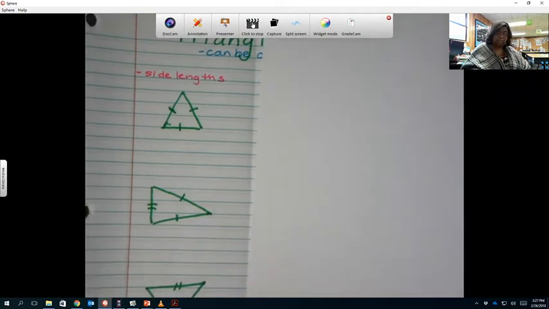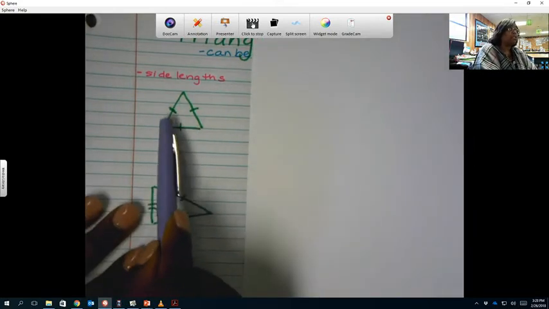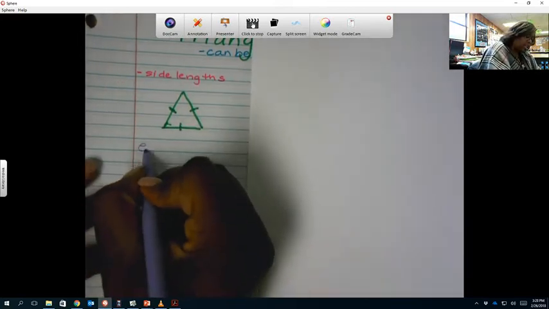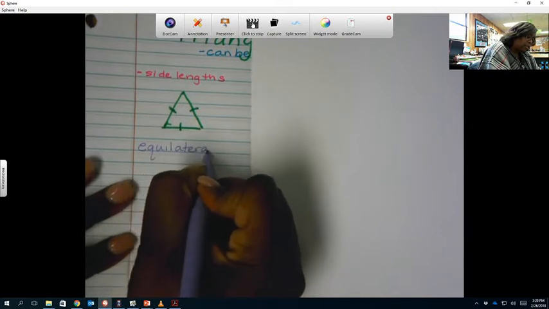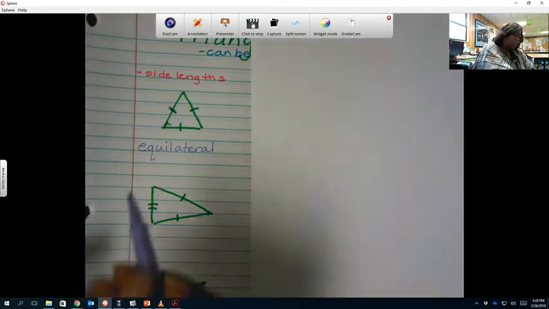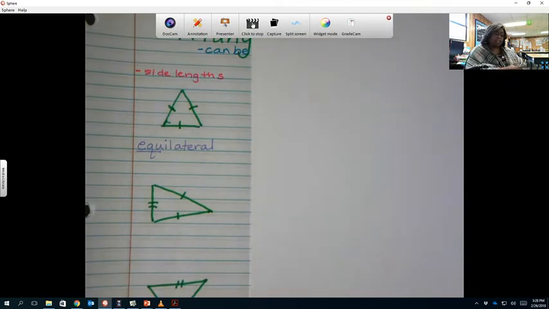If we look here, we see that we have a triangle, and these congruency marks say that all three sides are the same. So we will call this an equilateral triangle. That's because all three sides are the same. If you notice, the EQU has the prefix equal in it, so all three sides are the same. It's called an equilateral triangle.